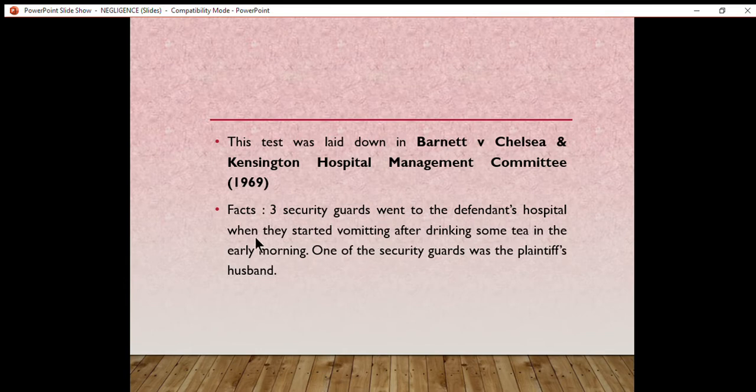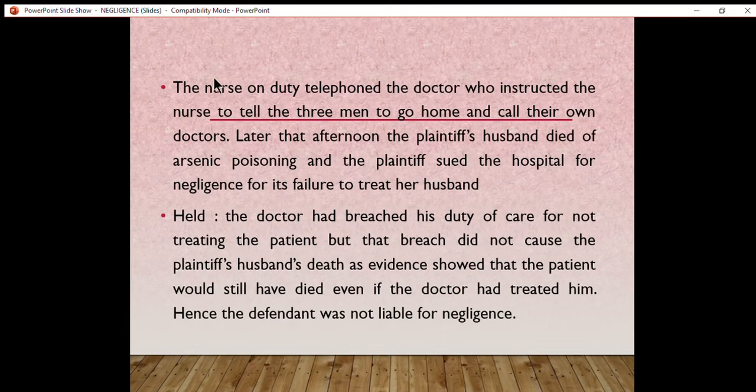In this case, three security guards went to the defendant's hospital when they started vomiting after drinking some tea in the early morning. One of the security guards was the plaintiff's husband. The nurse on duty telephoned the doctor, who instructed the nurse to tell the three men to go home and call their own doctors. Later that afternoon, the plaintiff's husband died of arsenic poisoning, and the plaintiff sued the hospital for negligence for its failure to treat her husband.